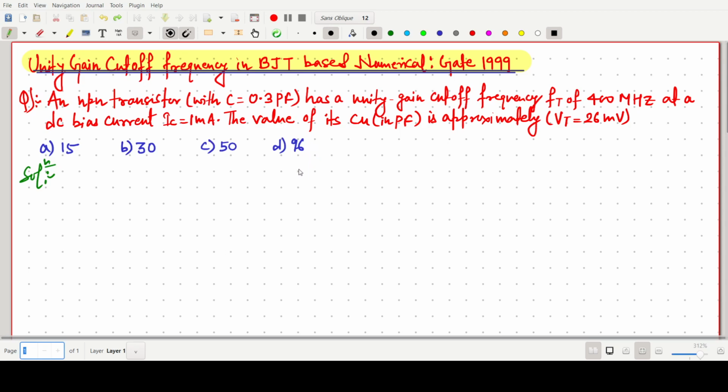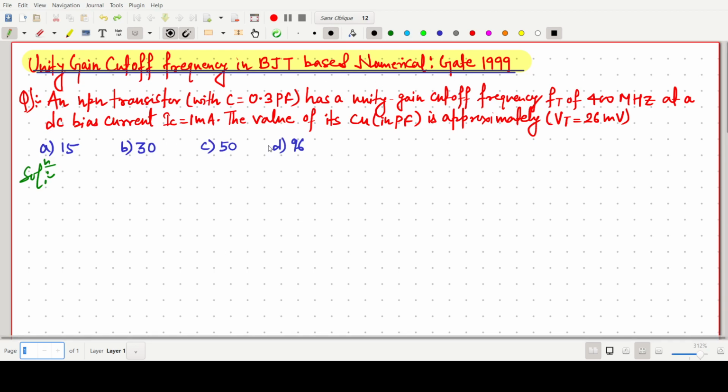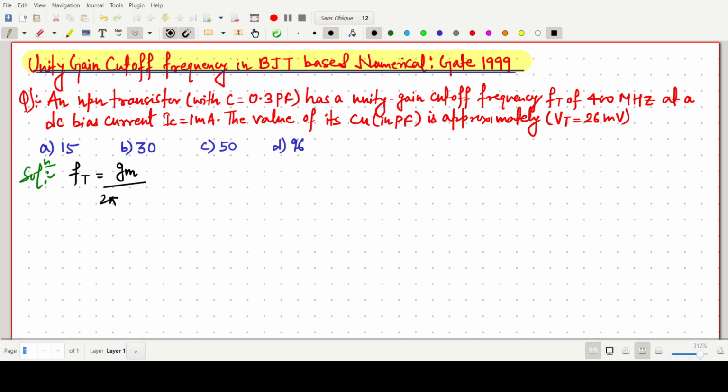If you know the formula, we can do this question very easily. First we will solve this question by using the formula, and then we will go for the theory behind it. This is a question on the unity gain cutoff frequency of a BJT. The formula is Ft equals Gm by 2 pi (C pi plus C mu).